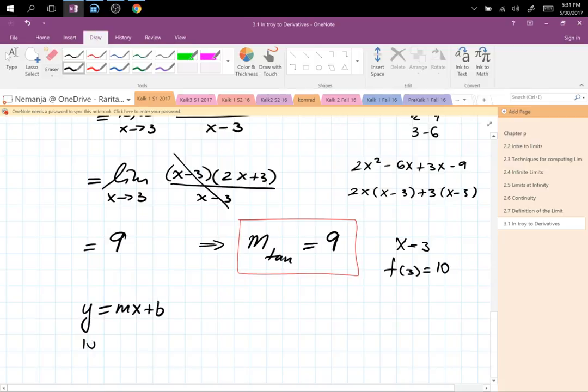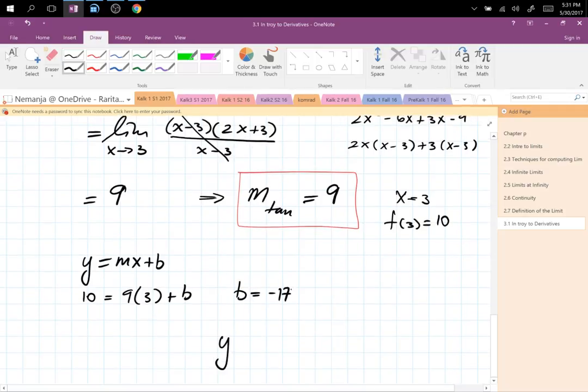So y is 10, m is 9, x is 3, plus b. So b is clearly negative 17, right? 9 times 3 is 27. 10 minus 27 is negative 17. So what is the tangent line? y equals, slope is 9, so 9x minus 17 is the tangent line.